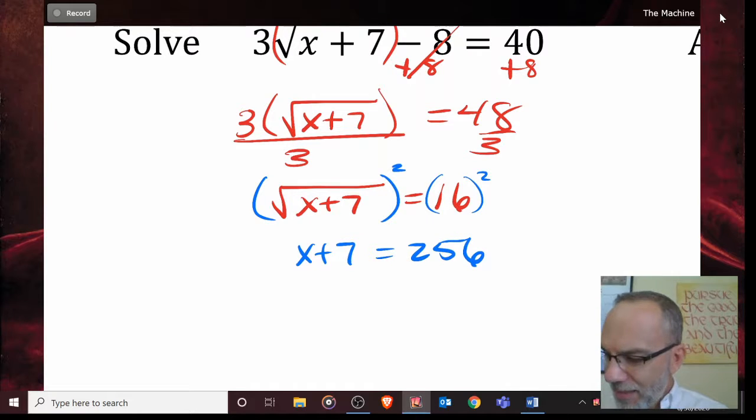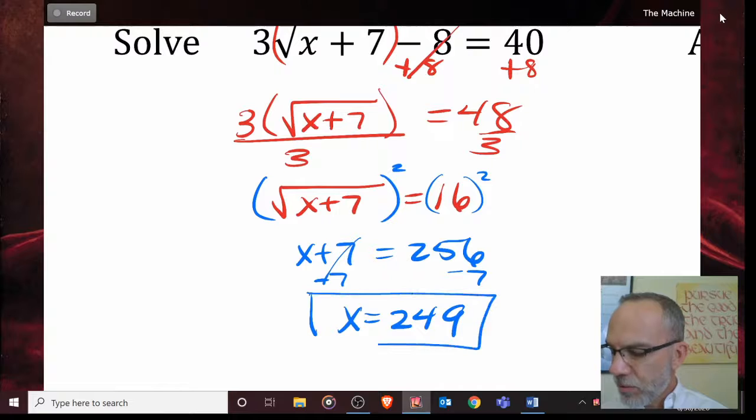So that would be 256. Okay, and then I'm going to get minus 7 cancels. X is equal to 256 minus 7, that would be 250, minus 1 more would be 249. I think that's my solution.